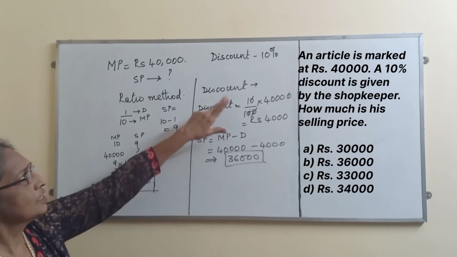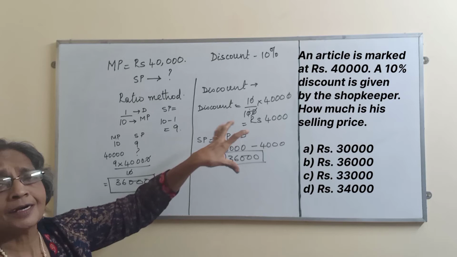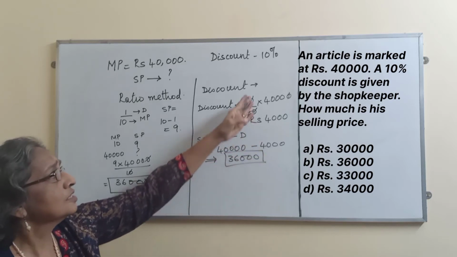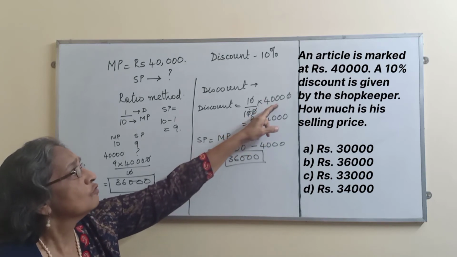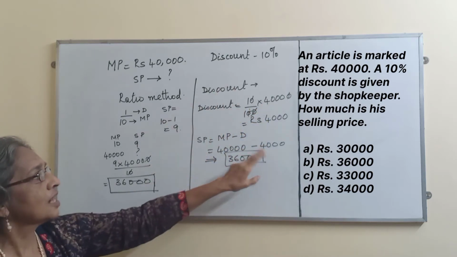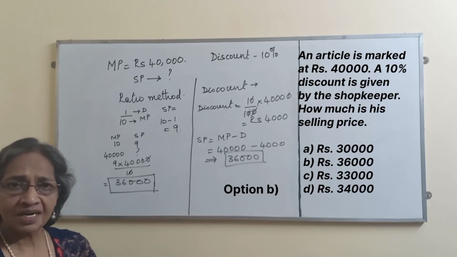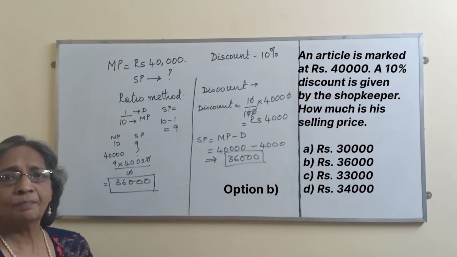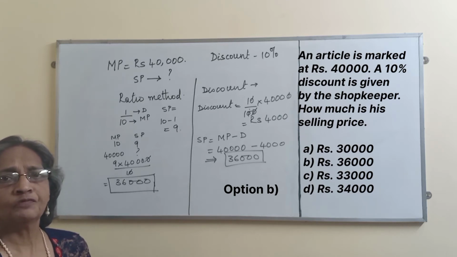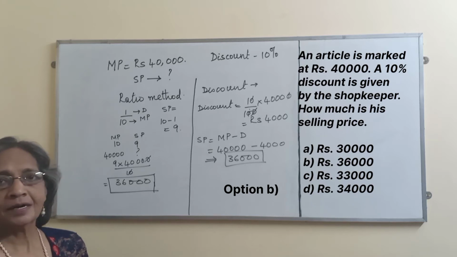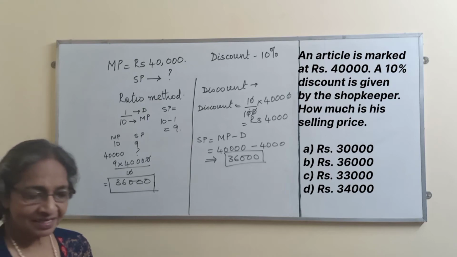You could have done the other method also. The discount is 10%. That means he would sell it for 90%. Then this would become 90 upon 100 into 40,000. So this would be 4,000 multiplied by 9, and that answer would also be 36,000. Now this is one of the easiest sums that I have taken. Means it is the beginning. So now in the next few sums which will be following, we'll take a little bit complicated and newer, different type of sums. Alright?